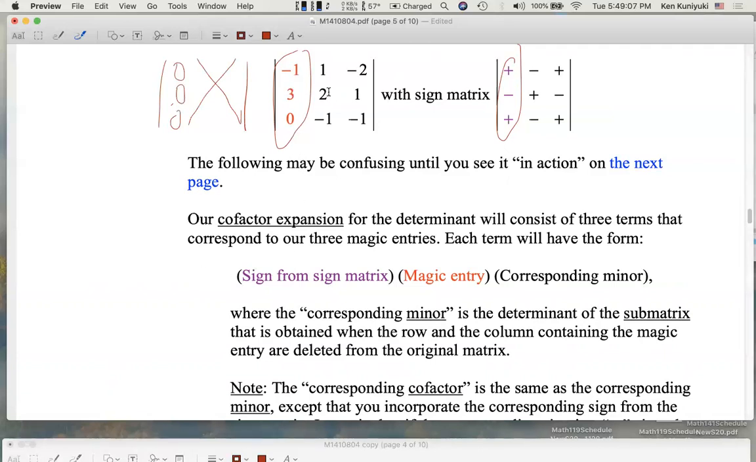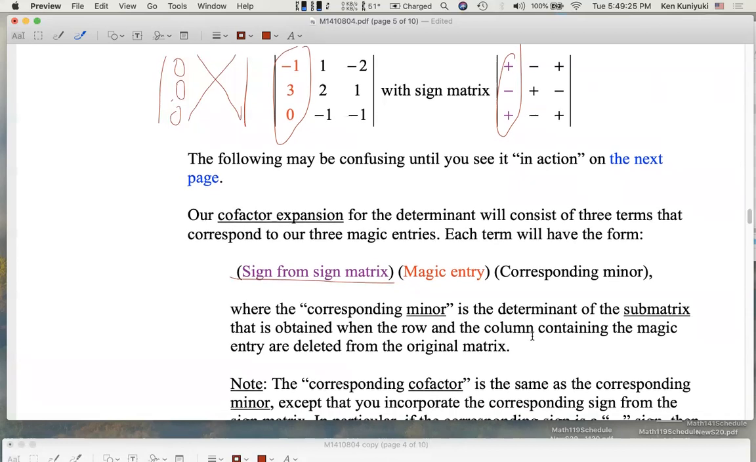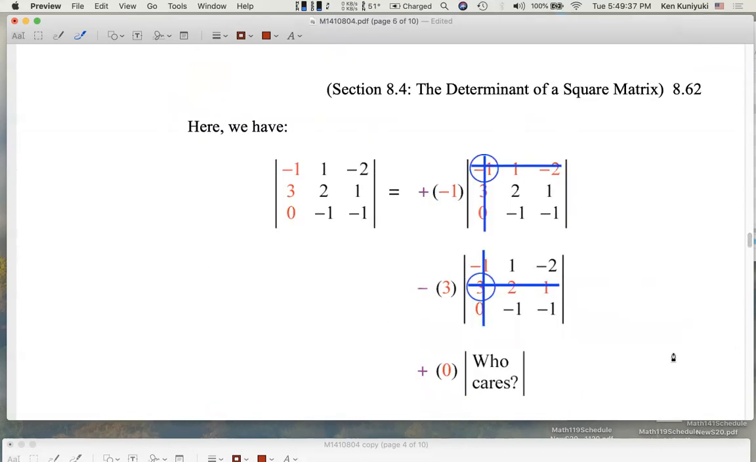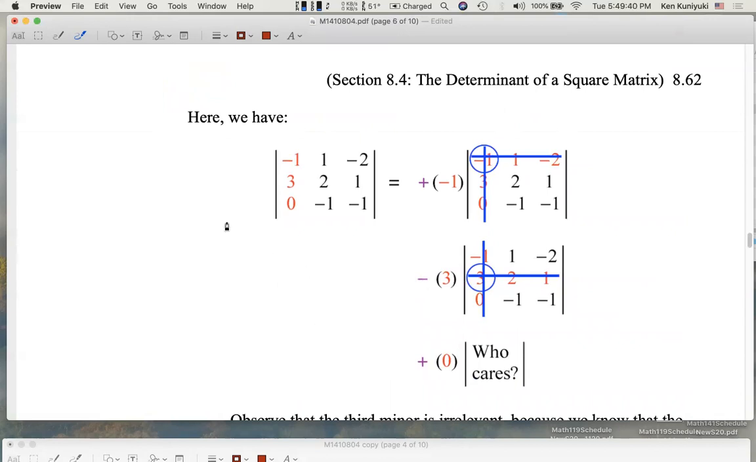All right, so the pattern goes: for each of these 3 magic entries, you're going to get a term. Each term consists of the sign from the sign matrix, which we get over here, the magic entry, and the corresponding minor, which I'll explain later. The minor is the determinant of the submatrix, the smaller matrix that you get when the row and the column containing the magic entry are deleted. Okay, so how does that work? It's right here. We're going to expand along the first column.